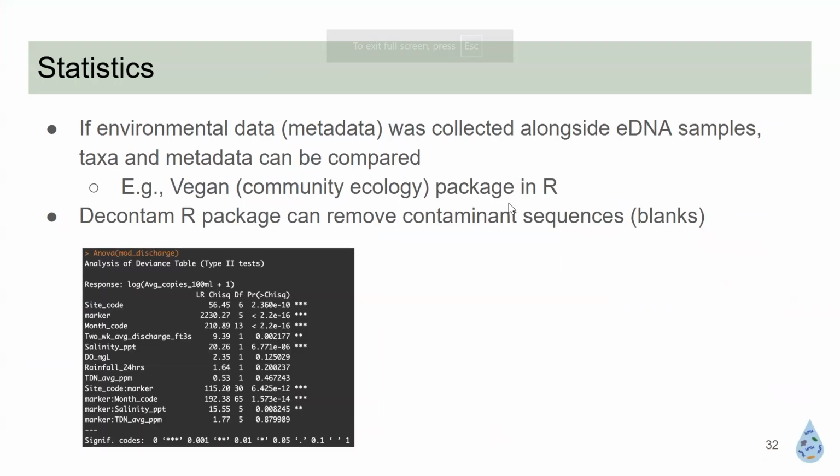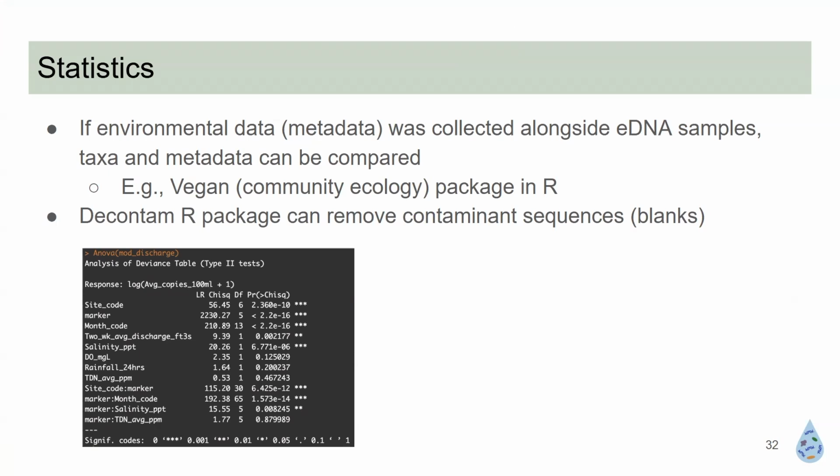Last thing is some statistics on your samples. If you collected environmental data or you have some metadata alongside your eDNA samples, you can compare your metadata to your taxa. An example of this would be using the Vegan Community Ecology package in R. And this picture right here shows some different environmental parameters compared to different markers or taxa. And this can help you tease out which relationships are significant and what's driving that community structure.